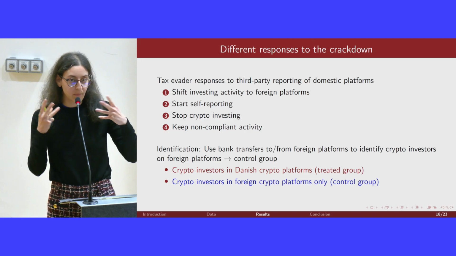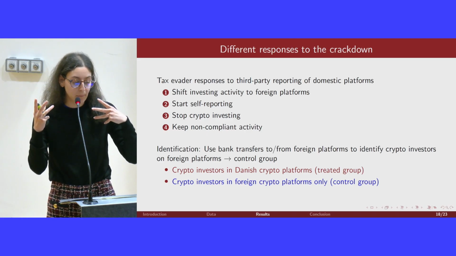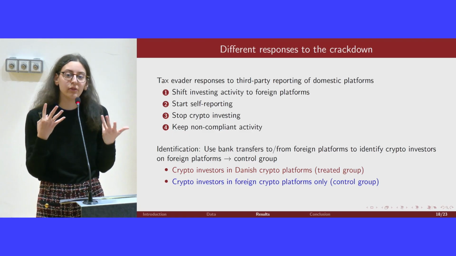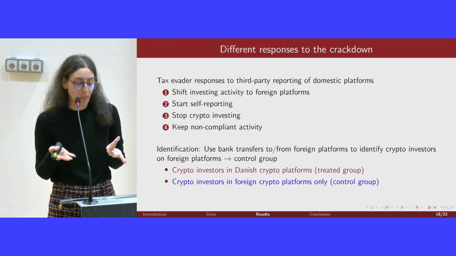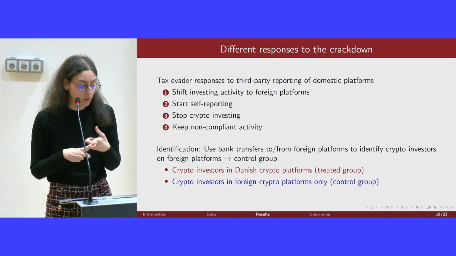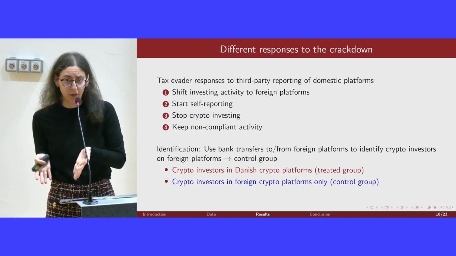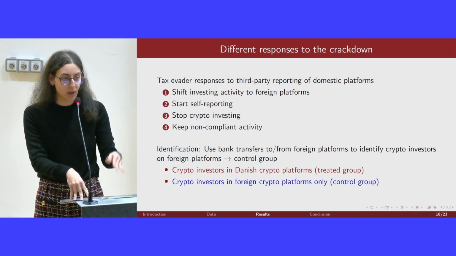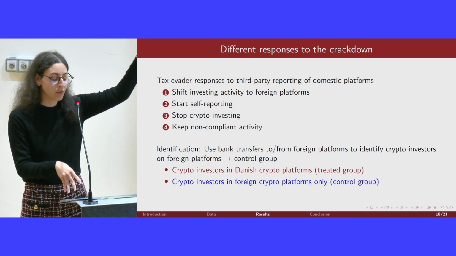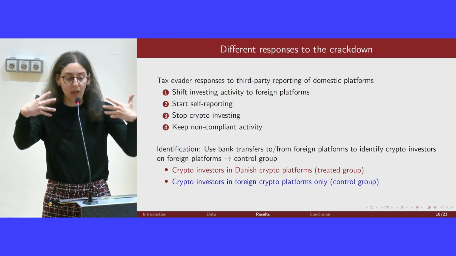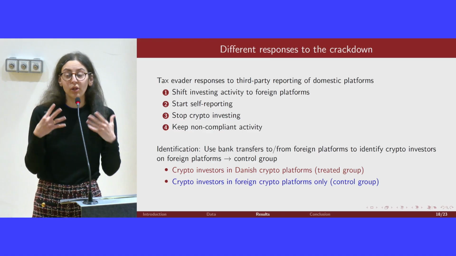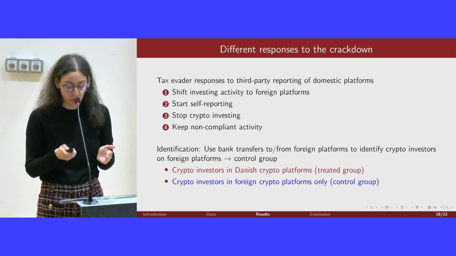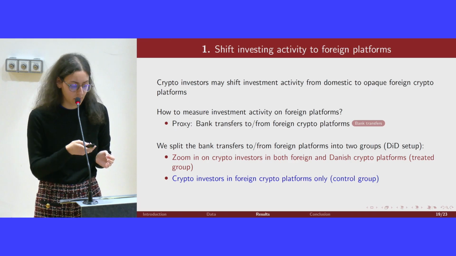And again, thanks to the proxy of the bank transfers, we are able to have this difference-in-differences setup where we have the treated group, which are the crypto investors on Danish and foreign platforms. So we are observing someone who is investing on a Danish platform, and we can also see what he is doing in his bank transfers to foreign platforms. And we have another group, which is the control, which are individuals that are only investing on foreign platforms. And we can compare these two groups before and after the crackdown.